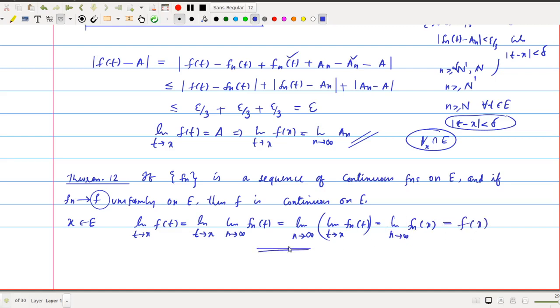Now we have limit t tends to x of f of t is equal to f of x, which shows that f is continuous. That is, the uniform limit of continuous functions is again continuous. Okay, so this proves theorem 12.